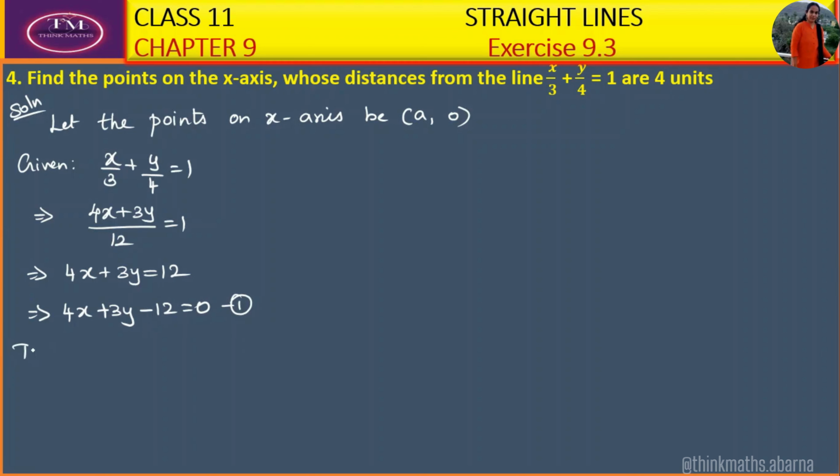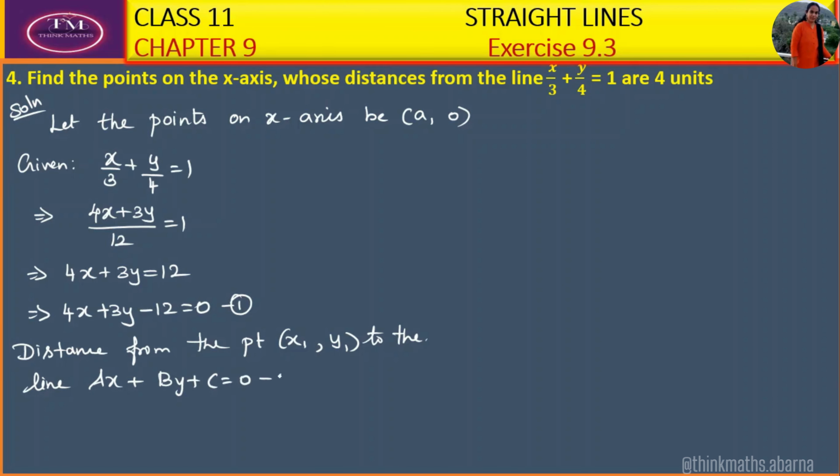Now what we know? Distance from the point x1 comma y1 to the line ax plus by plus c equal to 0, let us name this as 2, is given by d is equal to modulus of ax1 plus by1 plus c divided by square root of a square plus b square. This is the distance formula when the equation and point is given.